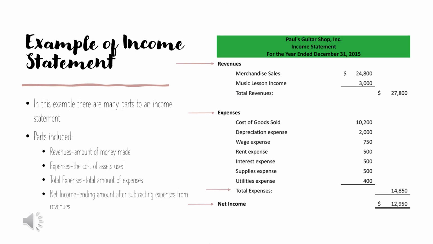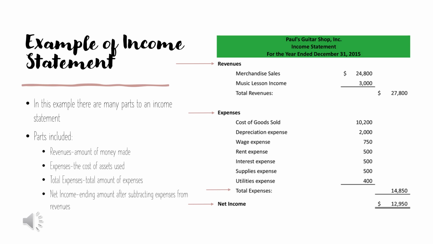An example of an income statement. In the example, there are many parts to an income statement. Parts included could be revenue, which is the amount of money made, expenses, which is the cost of assets used, total expenses, which is the total amount of expenses, and your net income, which is the ending amount after subtracting expenses from revenues. So in this example, they have different types of revenues, which can be income and sales.